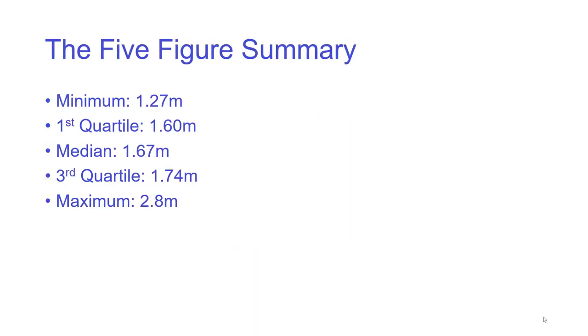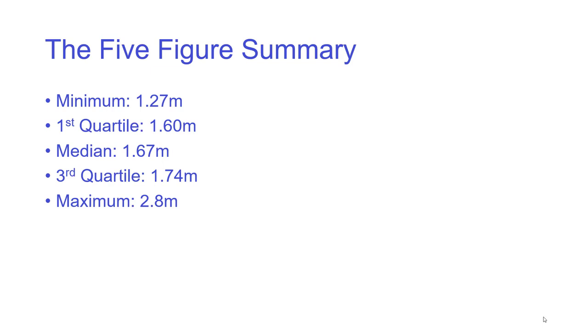Now this is the 5-figure summary for a set of height data that I happen to have. So it's got a minimum of 1.27 meters, which I don't believe. I think that's an outlier. It's got a first quartile of 1.60 meters, which seems reasonable. A median of 1.67 meters, reasonable. A third quartile of 1.74 meters, reasonable. So the good data is between 1.6 and 1.74 meters. It's got a maximum of 2.8 meters, which I know for sure is an outlier and wrong. This is a wrong piece of data, but it's included in the data set and it is difficult to remove.